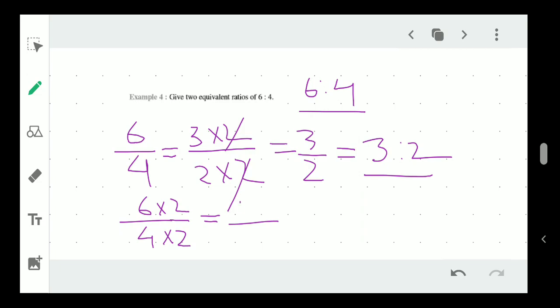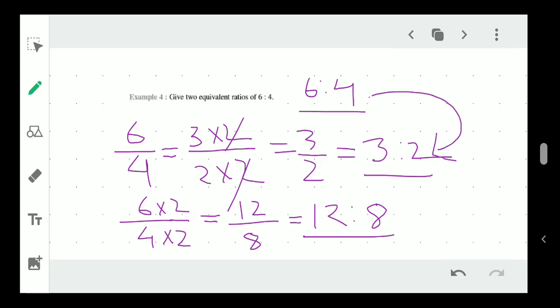So now I can write here 12/8. So 12/8 I can write as 12:8. So that is also one equivalent ratio of 6:4. So 6:4 also means 12:8.